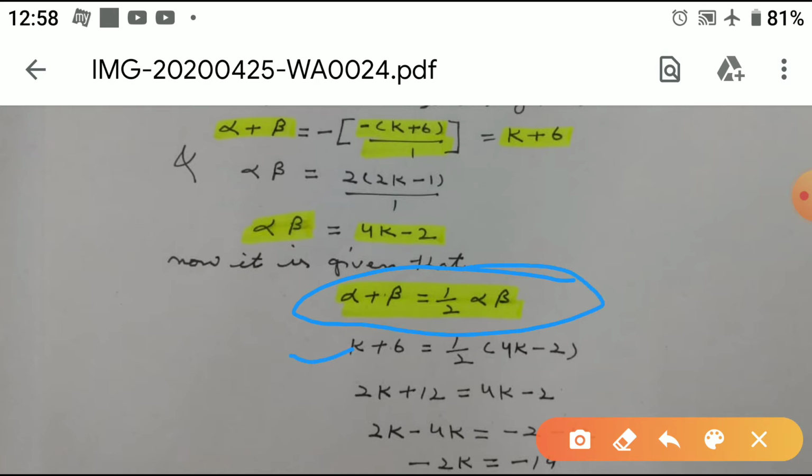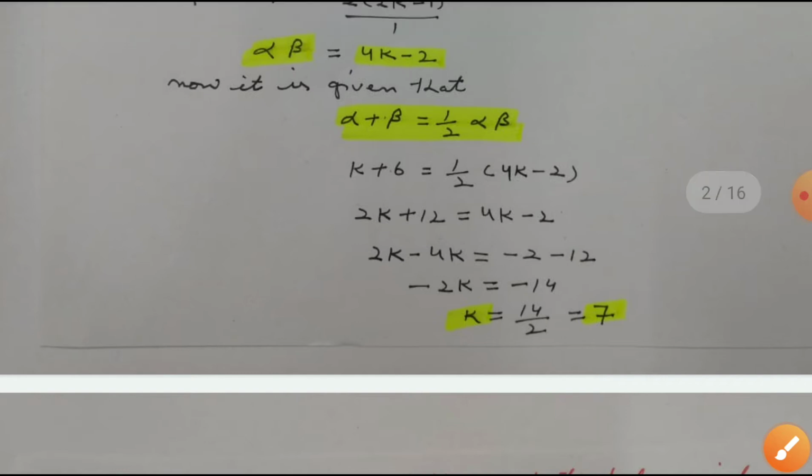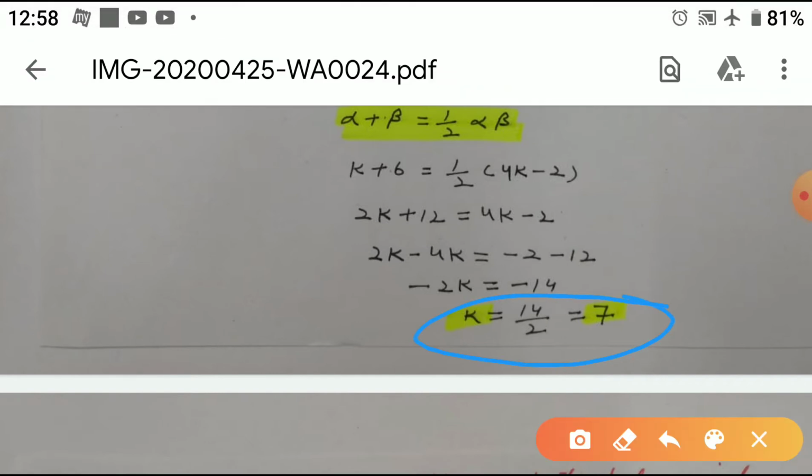So sum of zeros, alpha plus beta, was k plus 6. Product is 4k minus 2. So k plus 6 is equal to 1 upon 2 into 4k minus 2. Now by cross multiplication we get this 2 with k. When we multiply this 2 with k, we get 2k, and 6 with 2 we get 12 is equal to 4k minus 2, and the value of k comes 7. So the value of k is 7.